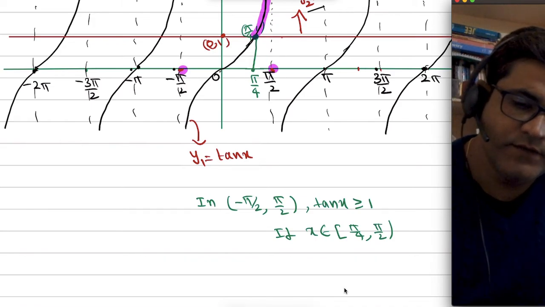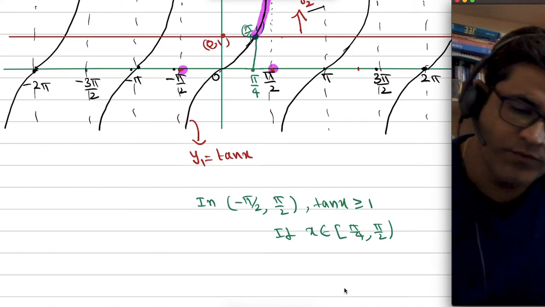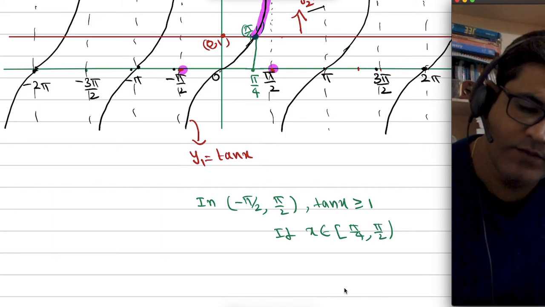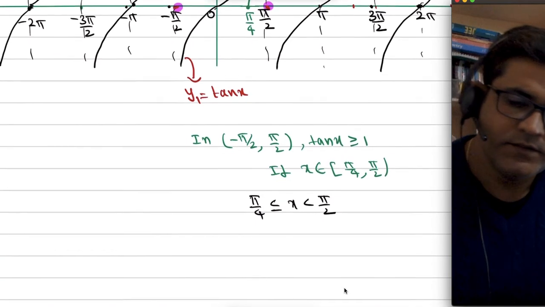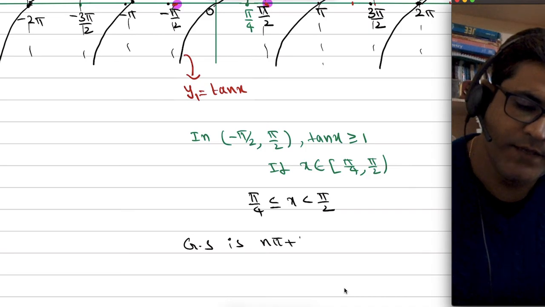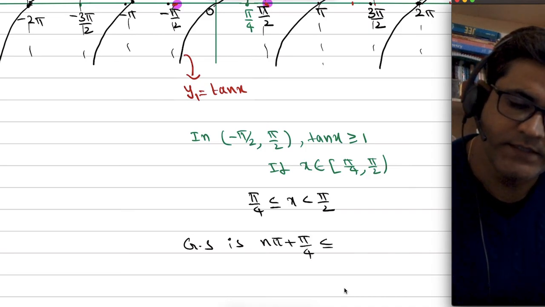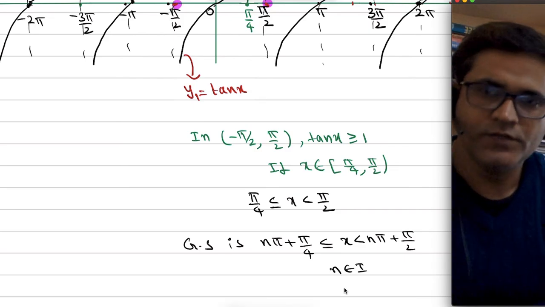Now, generalize. To get the general solution, you add n pi on both sides. In minus pi by 2 to pi by 2, our solution is pi by 4 less than or equal to x less than pi by 2. Therefore the general solution will be n pi plus pi by 4 less than or equal to x less than n pi plus pi by 2, where n is an integer. So this is the general solution.